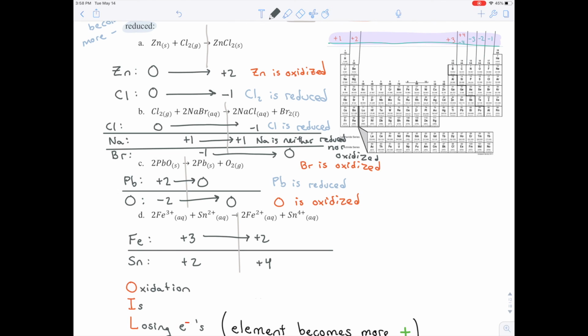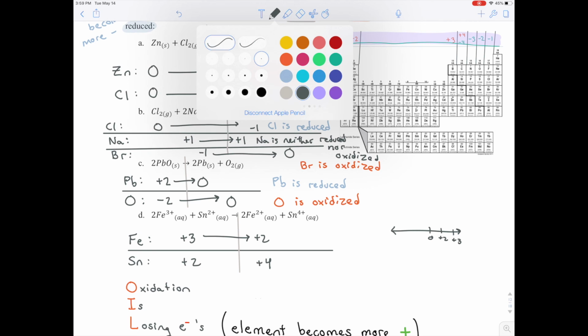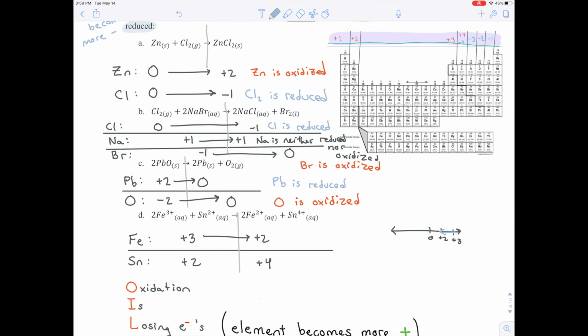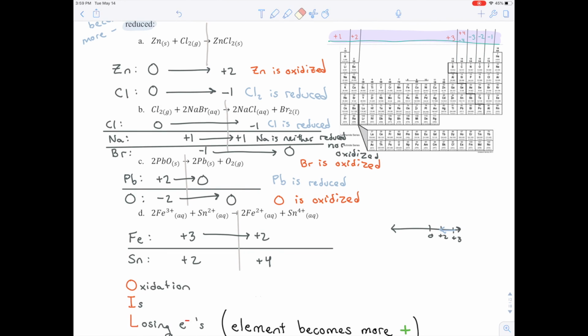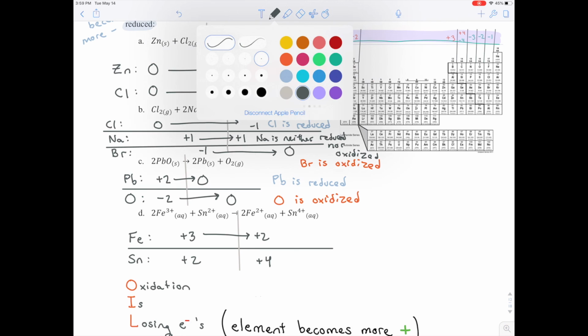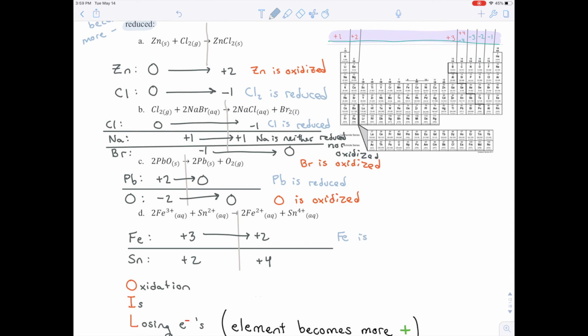So iron goes from being positive 3 to positive 2. Now, even though positive 2 is a positive number, it's more negative than positive 3. So, like, if you were to have a number line, 0 is here, let's say positive 2 is here and positive 3 is here, you'd have to go in the negative direction in order to get to positive 2. So the charge on iron is becoming more negative, and because of that, we know iron is reduced. So we could say iron is reduced.